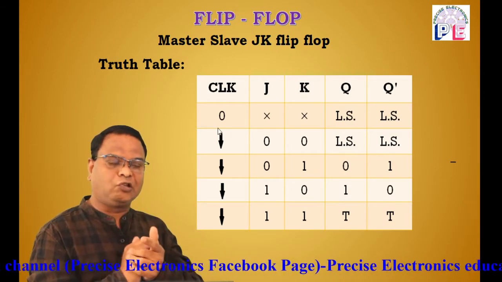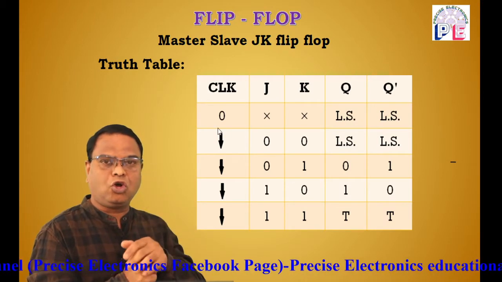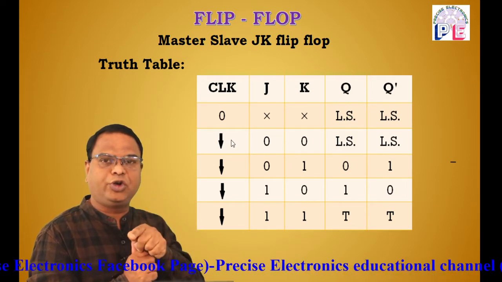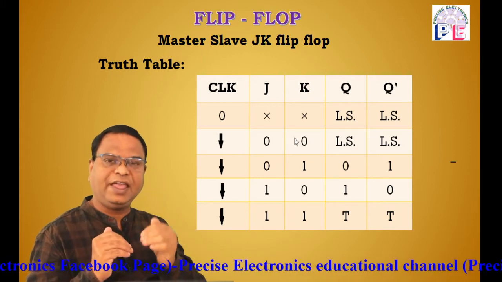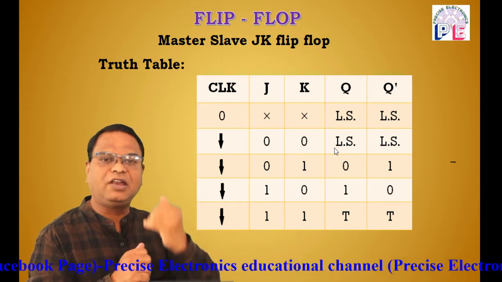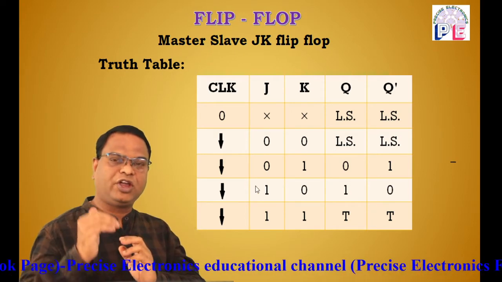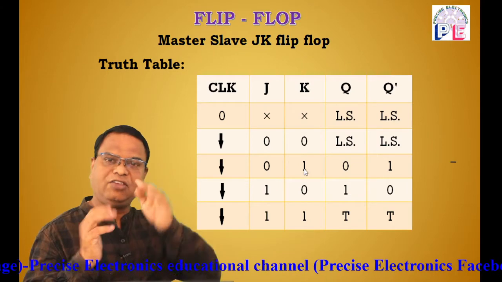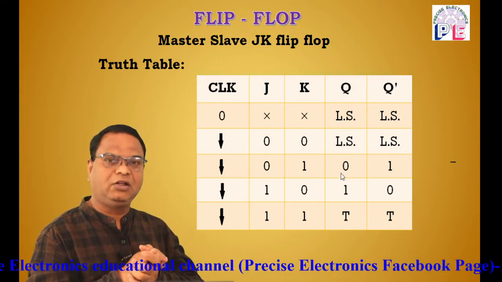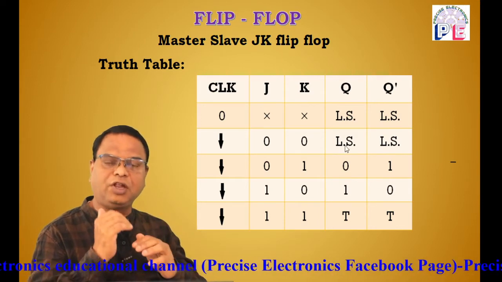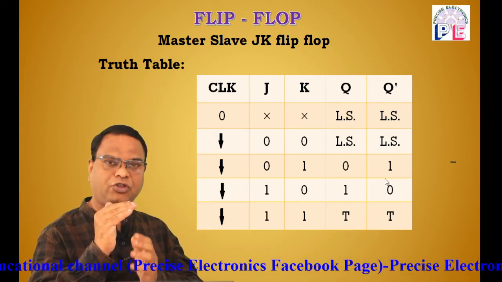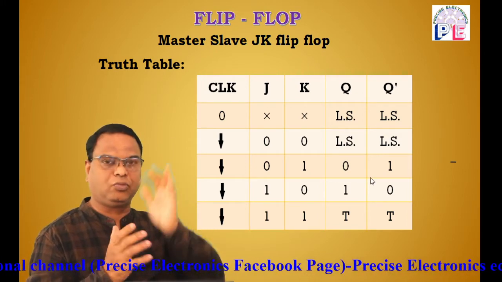Now the negative edge of the clock input is denoted by a downward arrow. So when the clock input has a downward arrow, J is 0, K is 0, the flip-flop remains in the last state. When J is 0, K is 1, the reset pulse is applied, and the flip-flop goes into reset mode, due to which the output becomes Q equal to 0, Q complement 1. Reset.